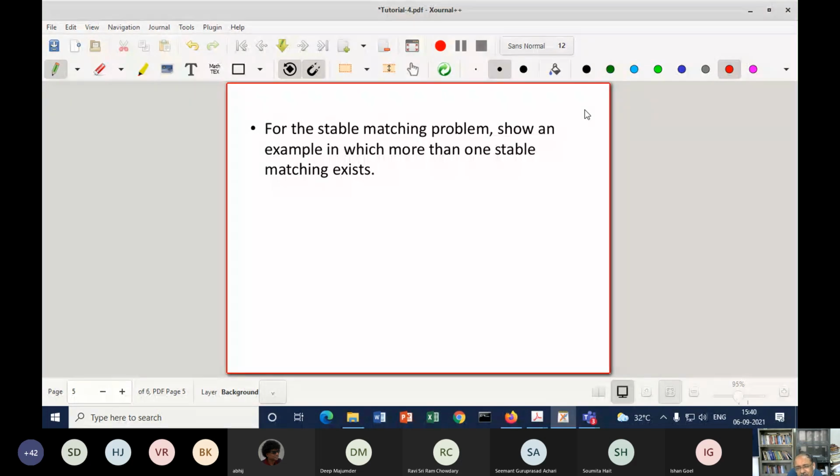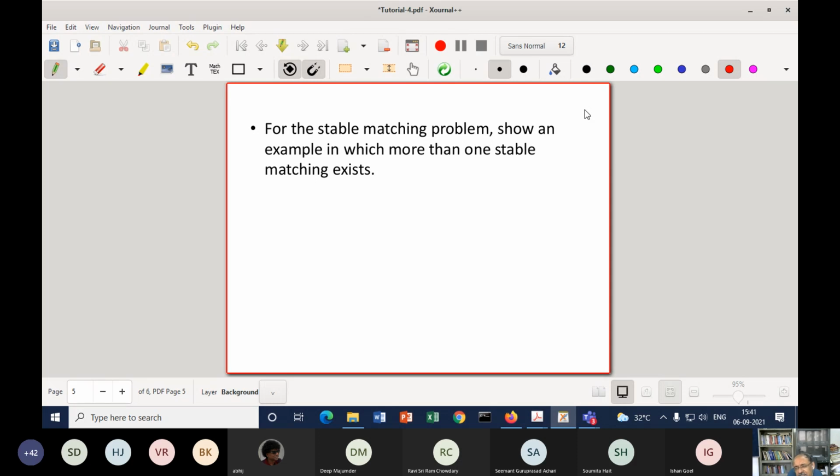This is a very standard problem. I don't need to give you a solution for this either. You just type more than one stable matching in Google, and you will see hundreds of examples. But this clears up your ideas about what stable matching is, because Gale-Shapley just gives you one such stable matching.